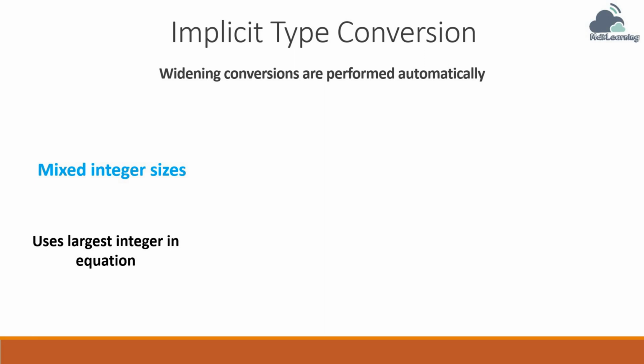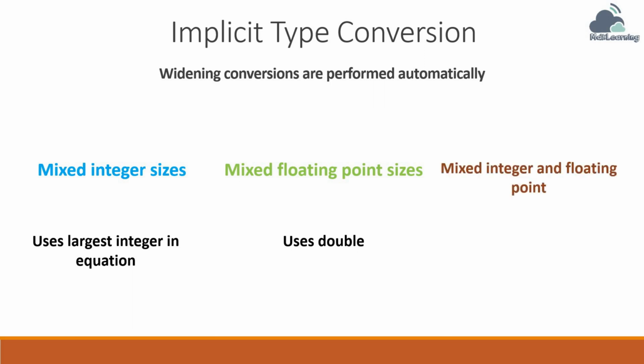Now we also have the issue of mixed floating point sizes. Well, remember there are only two floating point sizes, float and double. So anytime we have mixed floating point sizes, in that equation the compiler is automatically going to use a double for all the float values. And then finally we have a mix of integer and floating point. So if we have an equation that has both integers and floating points in it, the compiler is going to use the largest floating point in the equation.